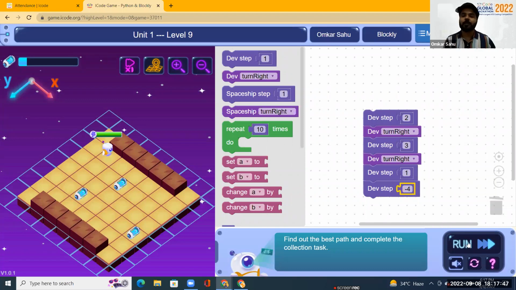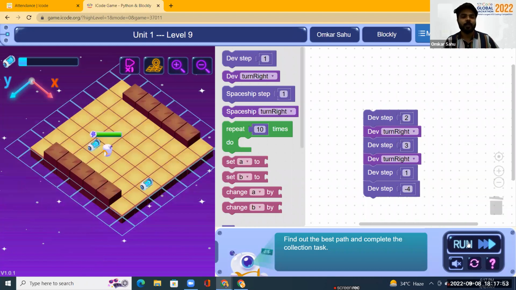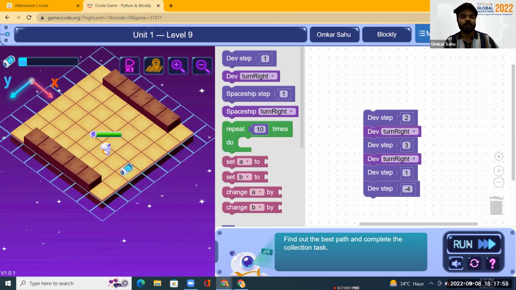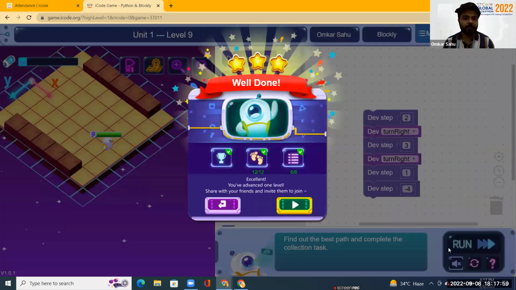Okay, so click on the run button to see the magic. 1, 2, 3. Have a look at it. Goes well, goes well, goes well. And we got 3 stars. Clear? So I hope everyone is happy till here and they have understood what they have to do. Yes?